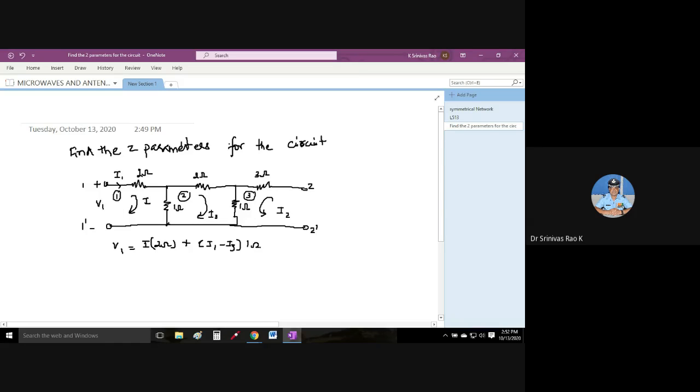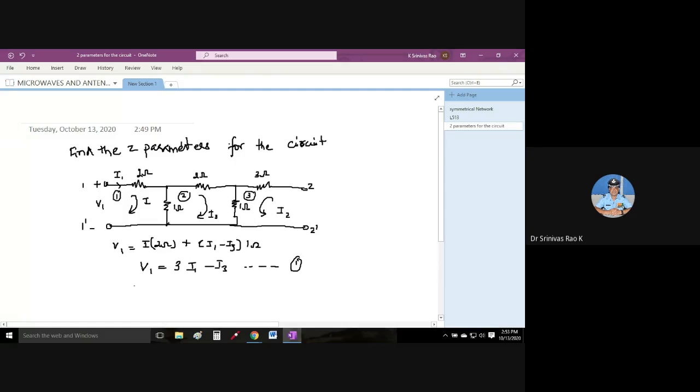Correct? Is there any doubt in this? So we get some equation like this: V1 is equal to 3I1 minus, you will get I3, like this. One equation you get like this. So that is one equation for the first mesh.